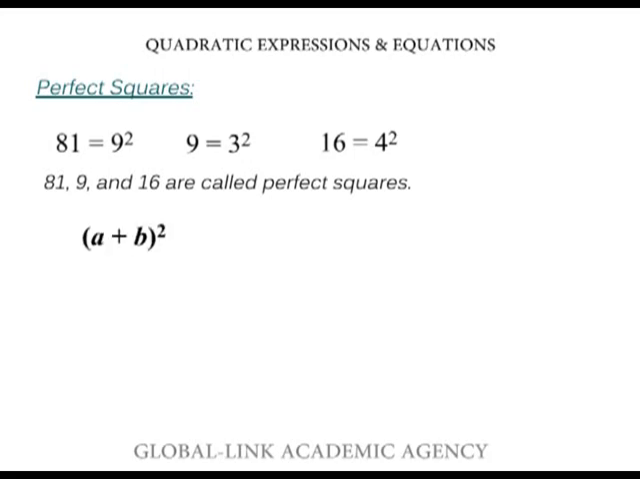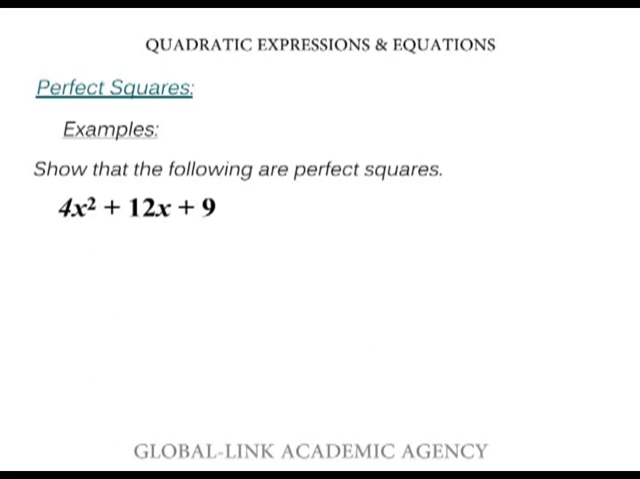Equally, (a plus b) squared is equal to (a plus b) times (a plus b), which is a squared plus 2ab plus b squared. A squared plus 2ab plus b squared is a perfect square. We know that an expression is a perfect square or not if we factorize. For example, show that the following are perfect squares. Number 1, 4x squared minus 12x plus 9.